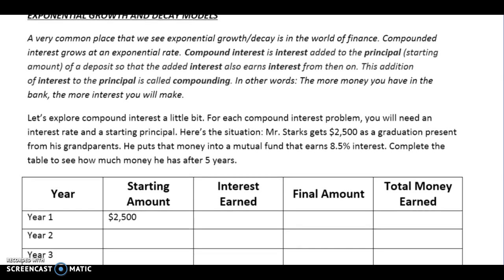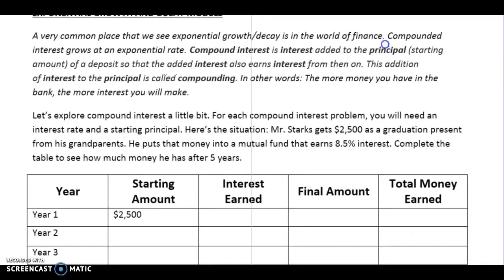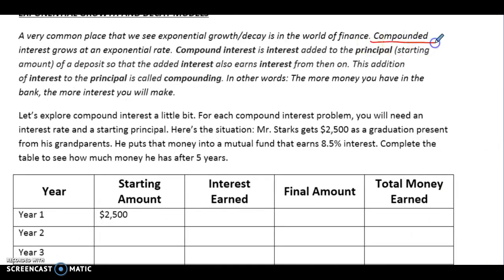So, a very common place that we see exponential growth and decay is in the world of finance, so business and all that stuff. Underline this: compound interest. I'm sure you've heard of it before. Interest grows at an exponential rate. Because you get money, and then your interest is calculated off of that money. And so every time you get more money, your interest is calculated off of that new sum, and it gets bigger and bigger and bigger exponentially.